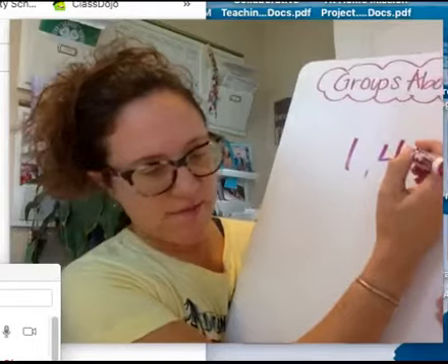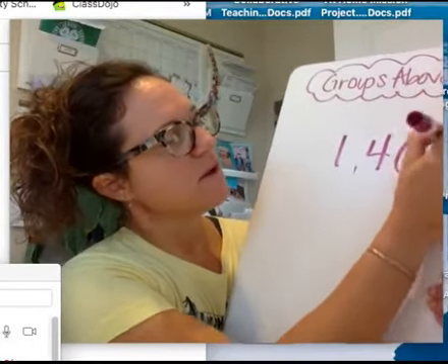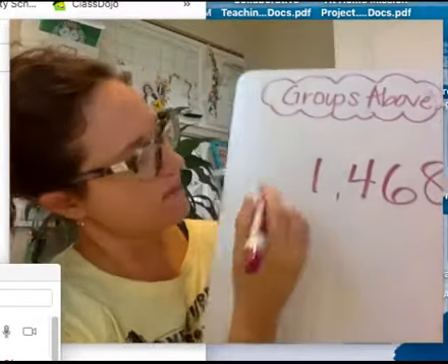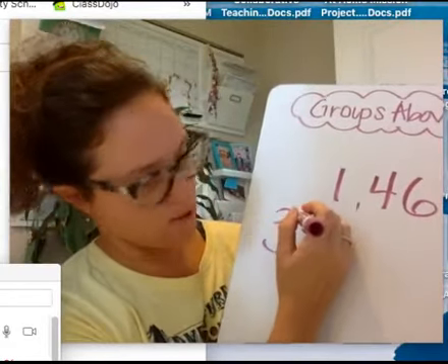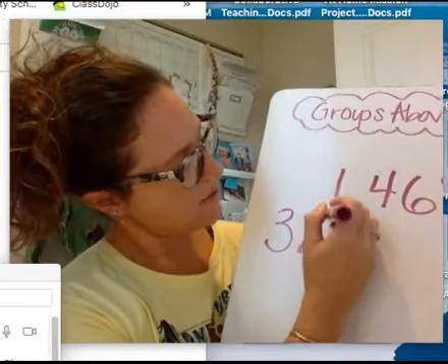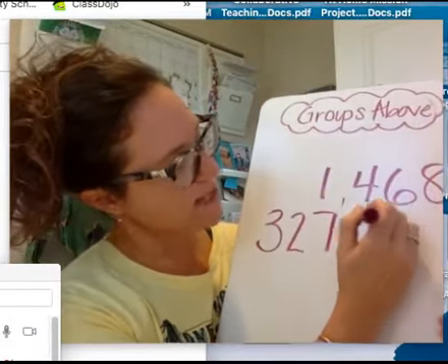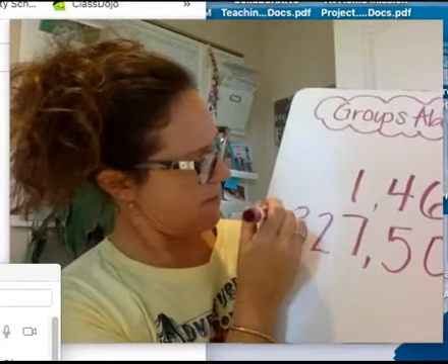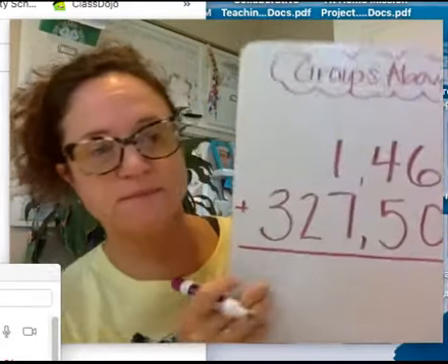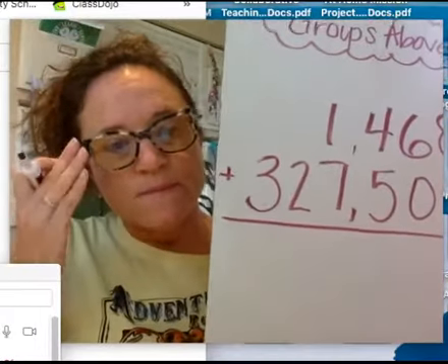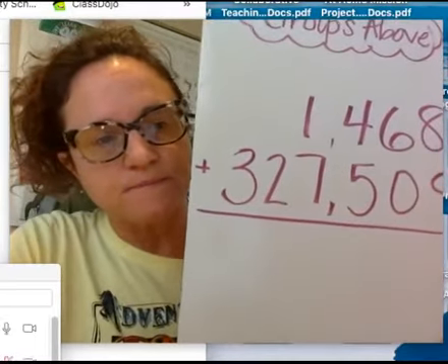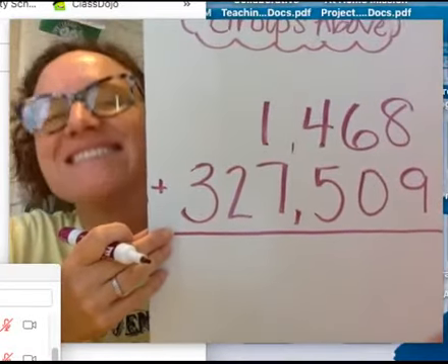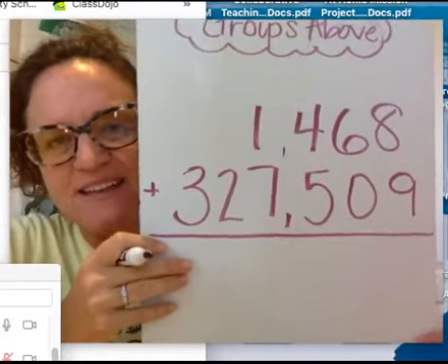While I'm doing this, I have a question for you mathematicians. What form do we call this? What form are these numbers in that we're working with this morning? Remember, we talked about 3 different forms of numbers. Anyone remember what form we call this? Why don't you unmute yourselves and tell me what form this is? Standard form. Excellent. Yep.